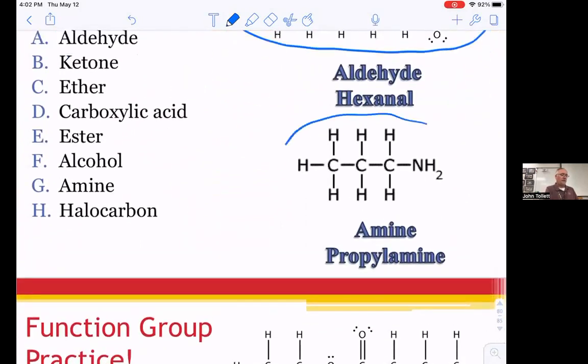And then this one right here, there's two more, I think, after this. That's an amine. That would be propyl, 1, 2, 3 carbons, propylamine.